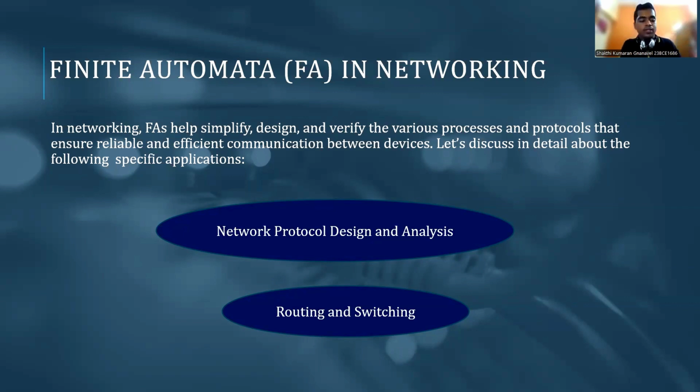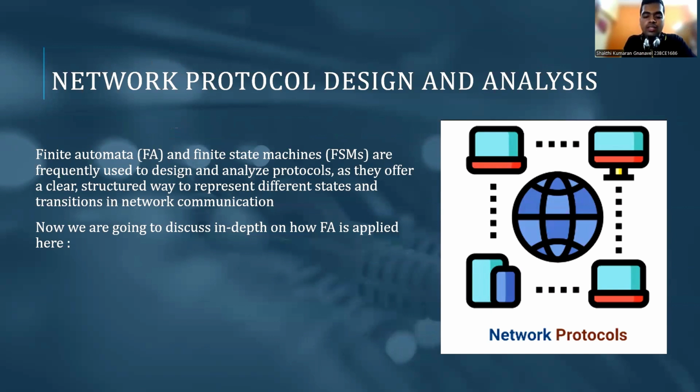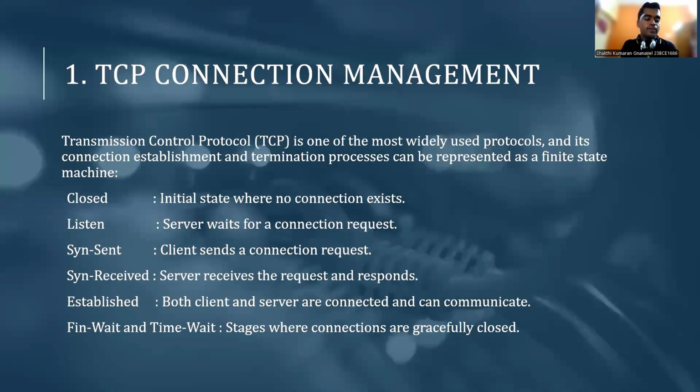First up is network protocol design and analysis. This is critical for ensuring the data communication over networks is reliable, efficient, and secure. Protocols define a set of rules and conventions that govern how devices communicate, synchronize, and transfer data across a network. Finite automata (FA) and finite state machines (FSMs) are frequently used to design and analyze protocols as they offer a clear, structured way to represent different states and transitions in network communication. Now we are going to look in depth at how FAs are applied here.